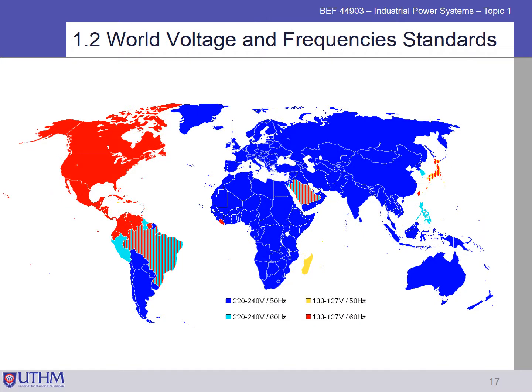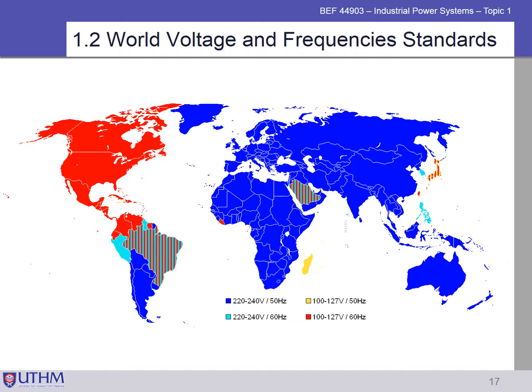Okay, next we go to 1.2, World Voltage and Frequency Standard. We can see that this is the world globe. The blue color is mostly covered in Asia. The voltage is 220 to 240 for single phase, and the frequency is 50 Hz. And then for the red color, this one at Europe, the voltage is 100 to 127 volt, and the frequency is 60 Hz.